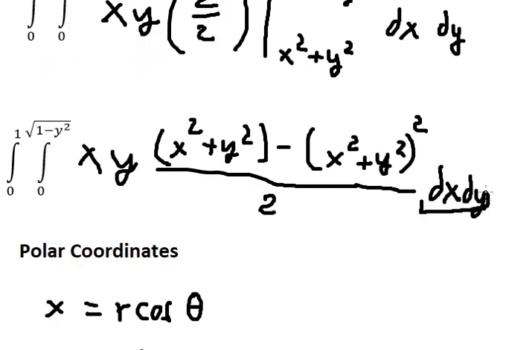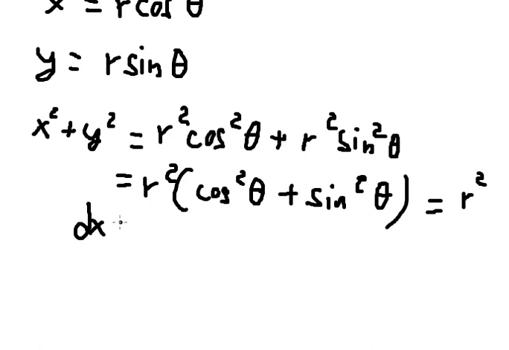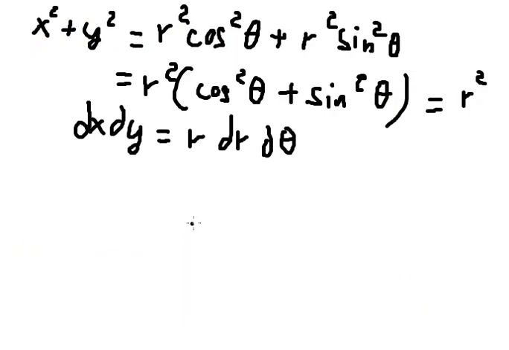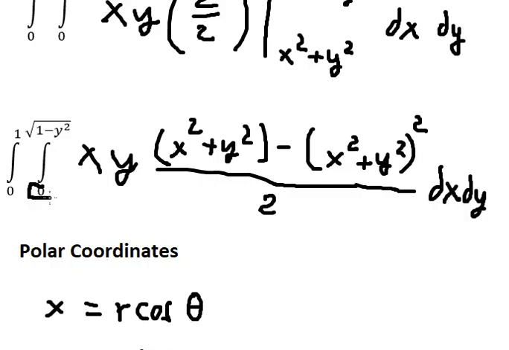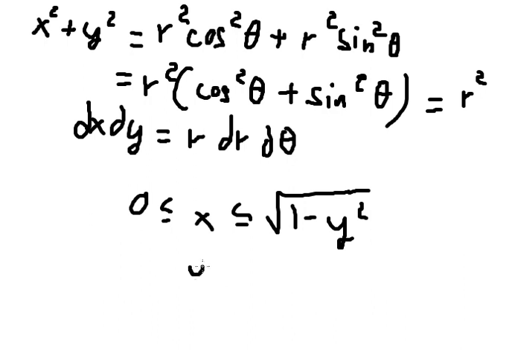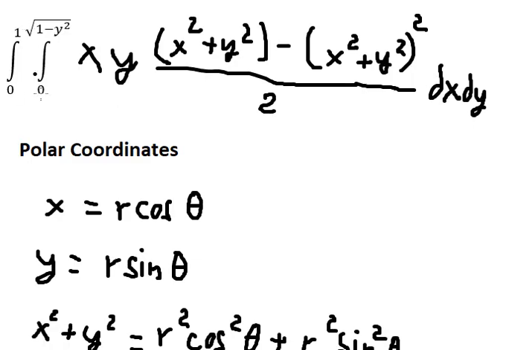About dx dy, we need to transform into r dr d theta. And the next one is the bounds. We can see that x is greater than or equal to 0 and smaller than the square root of 1 minus y squared. And y is from 0 to 1.